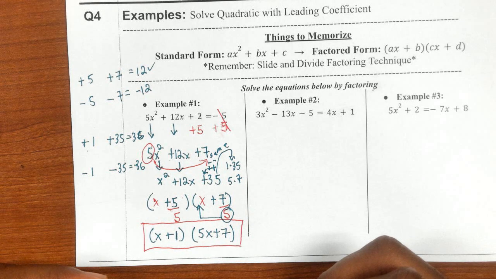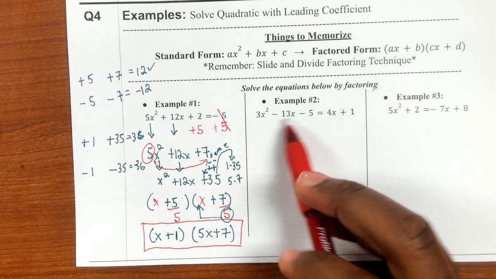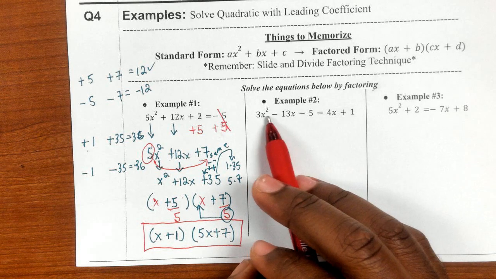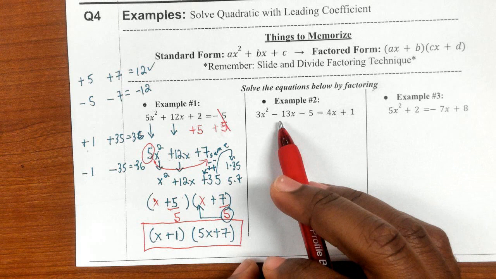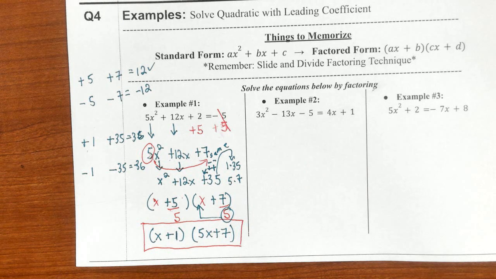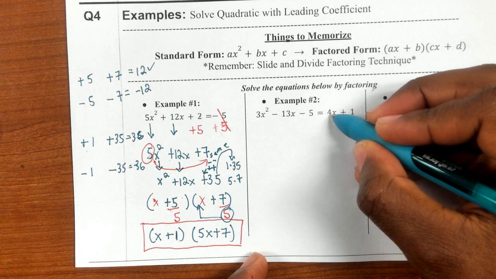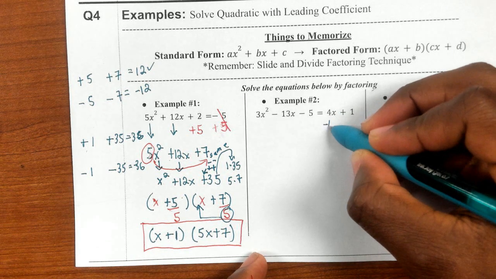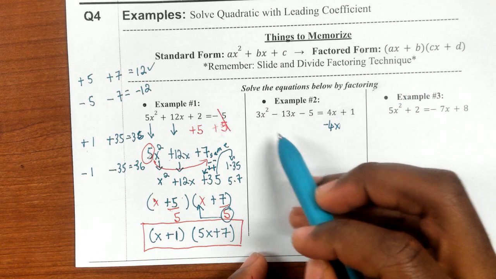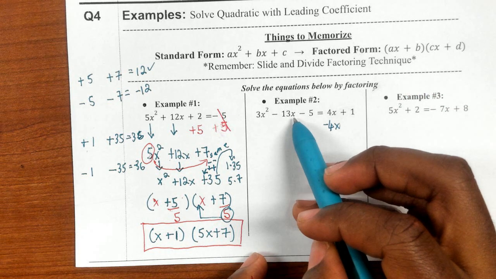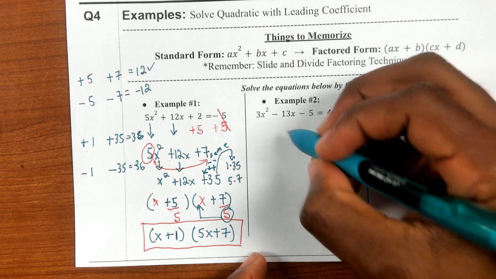Let's try another one. First things first, we need to get the standard form for a quadratic. Is this in standard form? No. There's 2 things that need to move to the left side. To move the 4x to the left side, how do you move a positive 4x? You subtract 4x. Are you going to subtract it from 3x squared? No. Negative 13x? Yes, because that's the like term. That's a term that has an x.